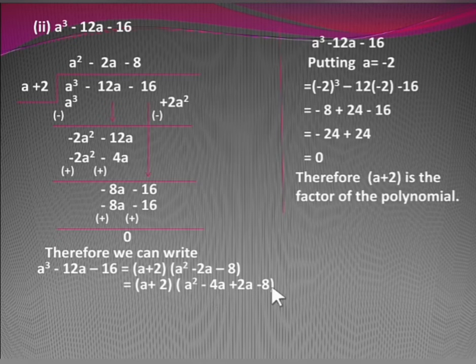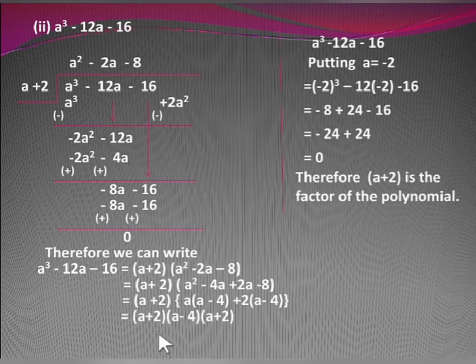4 twos are 8. 4 minus 2 is 2a. This a plus 2 remains the same. We have to take common from this a square and a. a is common, so bracket open, here remains a and here 4, and common 2 from this 2a and 8. a remains here and 2 fours are 8.